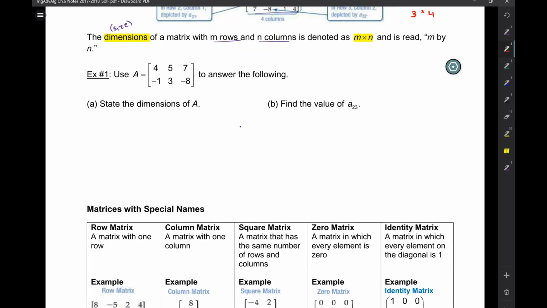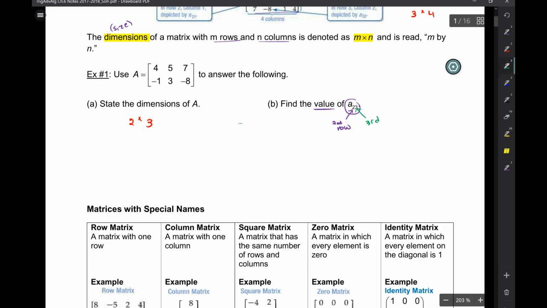So let's take a look at this first one here. This is matrix A. What are the dimensions of matrix A? How many columns? How many rows? 2 rows and 3 columns, so this is a 2 by 3. Now, it says here to find the value of A23. This is like the 2 and the 3. It's not 23. It's 2 and 3. Those are the placeholders. The 2 means second row. The 3 means third column. So if I go to second row and third column, that's -8, right? So A23 is -8.